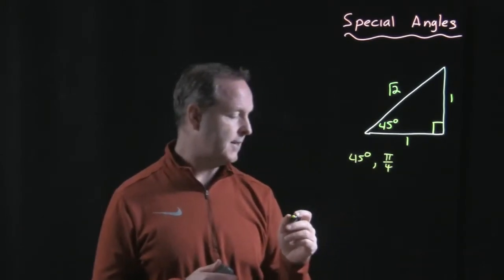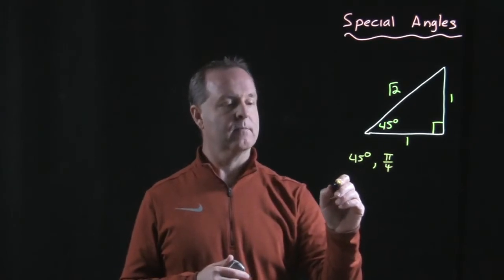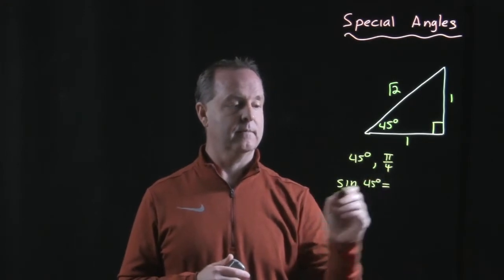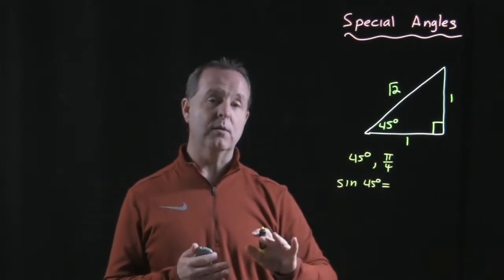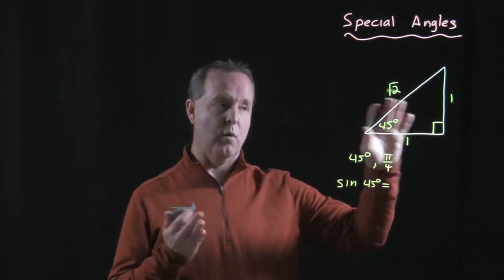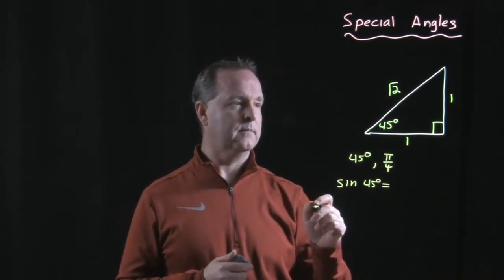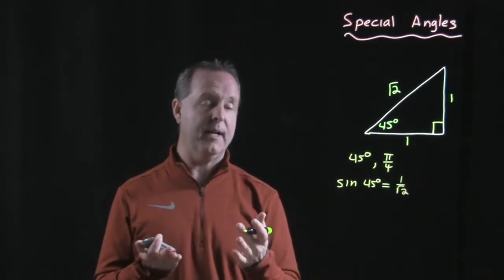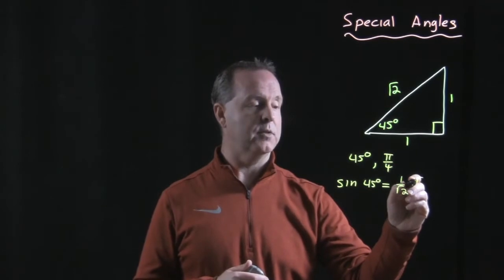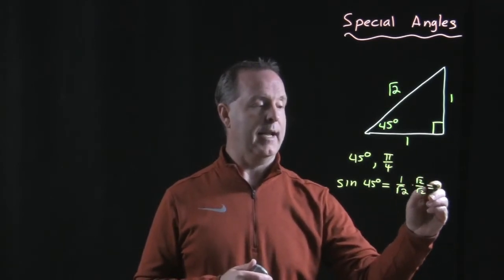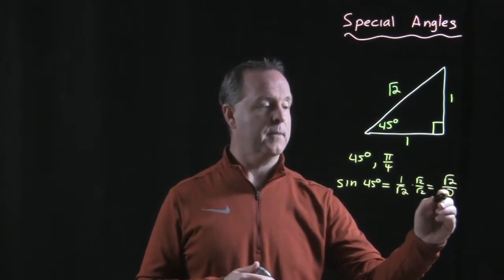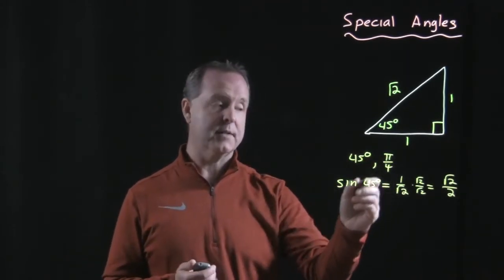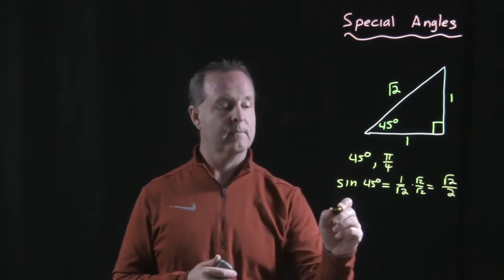So if I wanted to find the sine of 45 degrees, the sine of 45 would equal, remember what sine was? Opposite over hypotenuse, which is 1 over root 2. To rationalize the denominator on that one, I need to multiply by root 2 over root 2. And my final result is root 2 over 2. So the sine of 45 degrees, or the sine of pi over 4, is root 2 over 2.